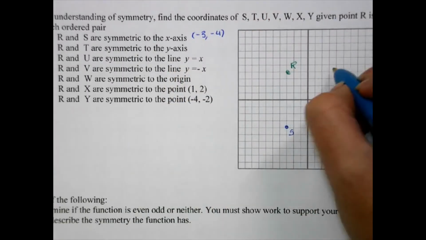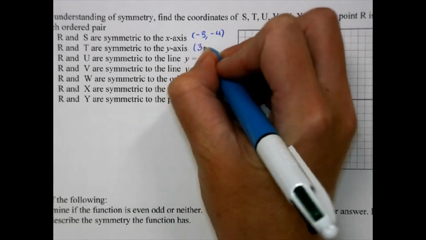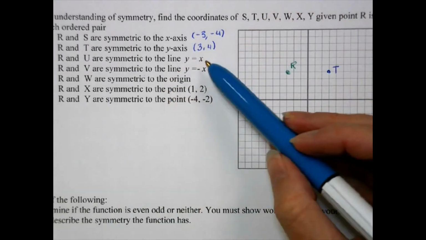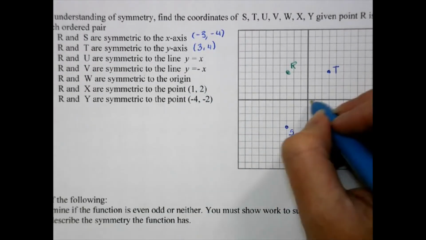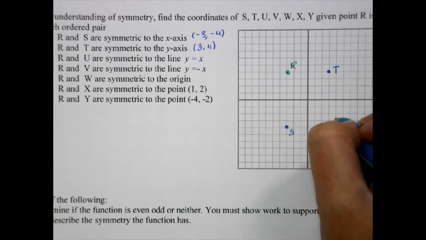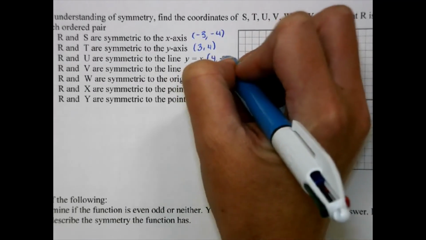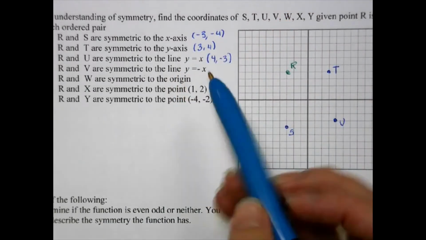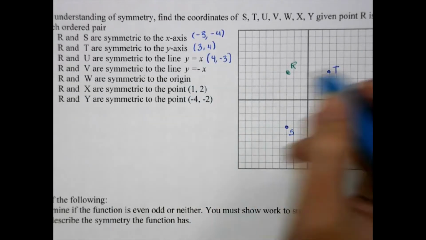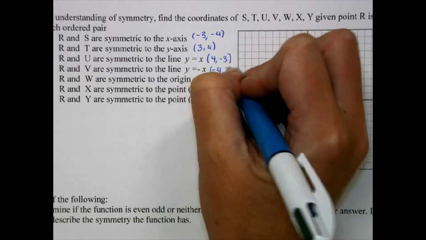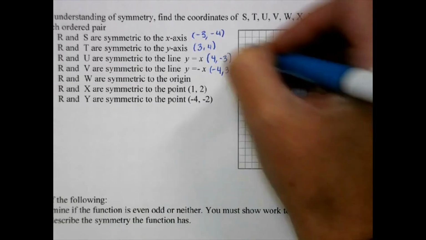Y-axis is going to be over here. That's at 3, 4. The line y equals x. The x and y values are going to switch, so it's going to be at +4, -3. Y equals -x, they're going to switch and become opposite. So that's going to be at -4, +3. And you can also draw those lines in there.